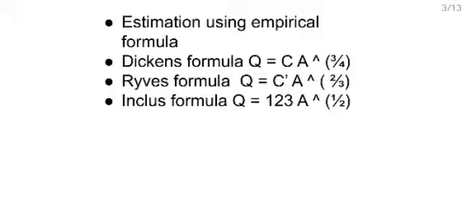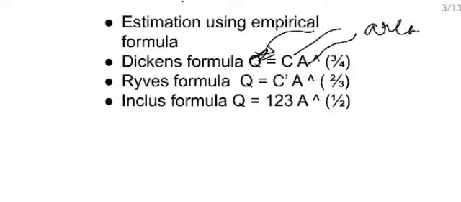Several scientists have prepared empirical formulae for that, like Dickens formula, where Q is the expected peak flow, and C is the coefficient depending on the catchment characteristics, like the infiltration capacity of the soil, the cultivation type used there, permeability, etc. A is the area of the catchment receiving rain in square kilometers, and Q will be obtained in cumecs. Dickens formula is commonly used in northern India.